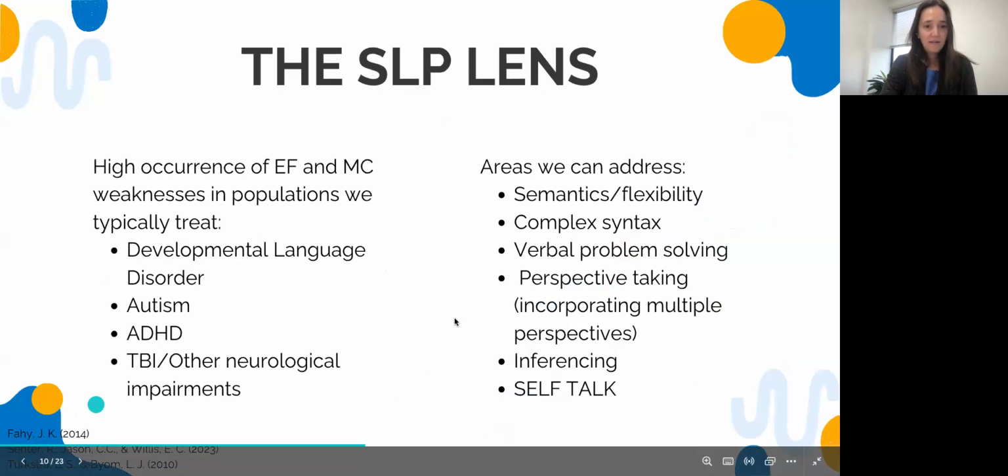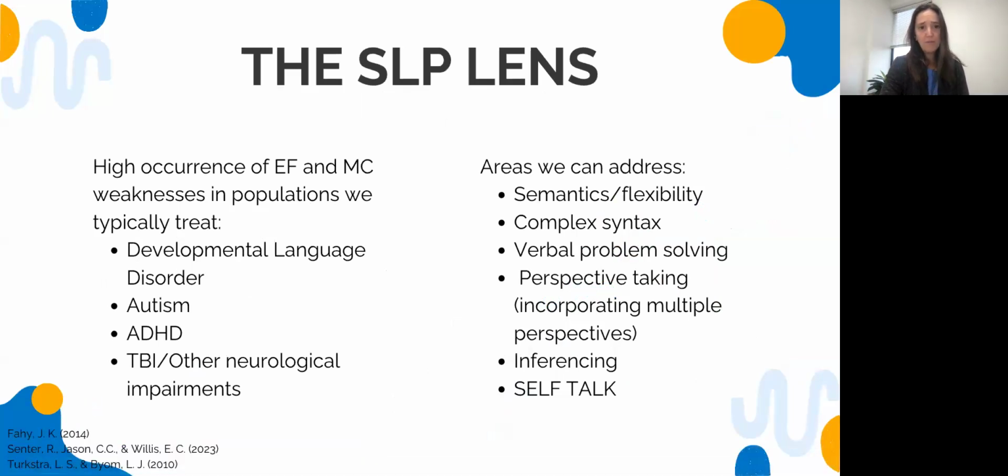All right, so the SLP side of things. Number one, it's important to note the high incidence of both executive functioning and metacognitive weaknesses in the populations that we frequently serve. So we're talking about a high incidence in children with developmental language disorder, autism, ADHD, traumatic brain injury, or other neurological impairments.